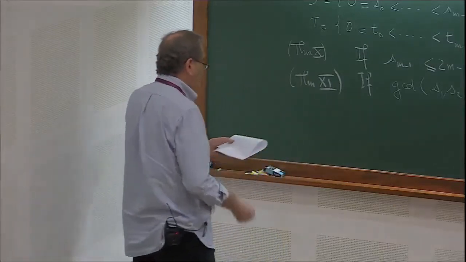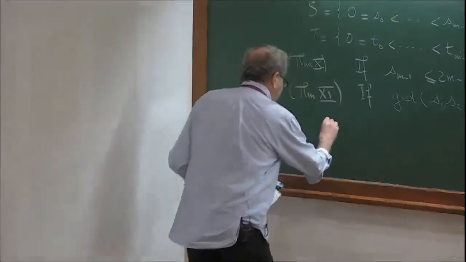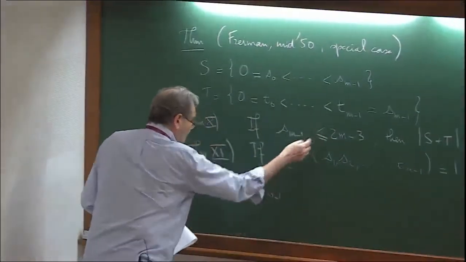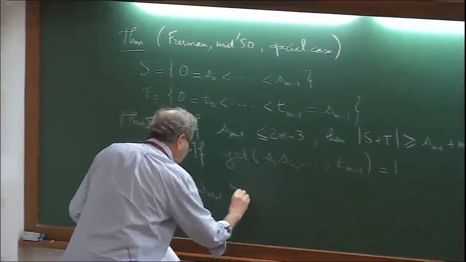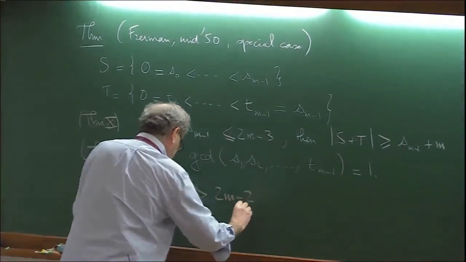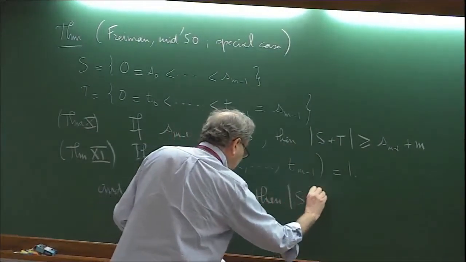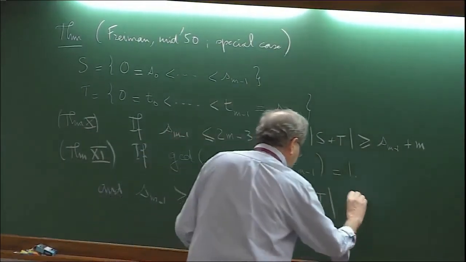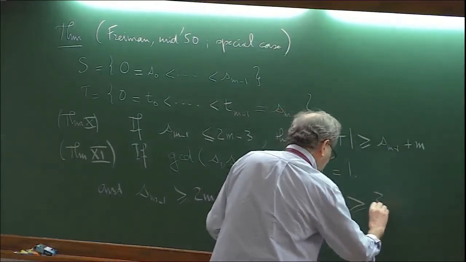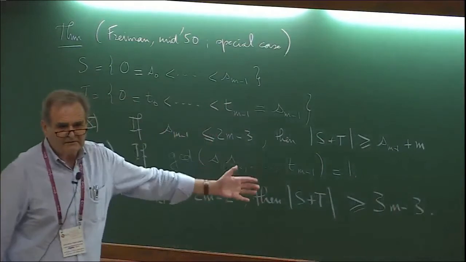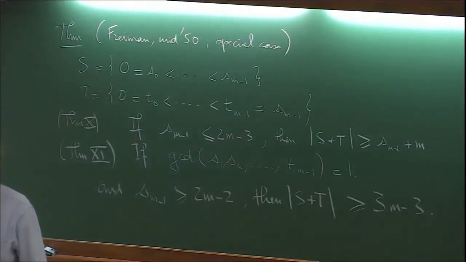Okay, so if the GCD is equal to 1 and, of course that is important now, S_m minus 1, you treat the other case here, is at least 2m minus 2, then S plus T is larger than 3m minus 3. This is the 3k minus 3 theorem.